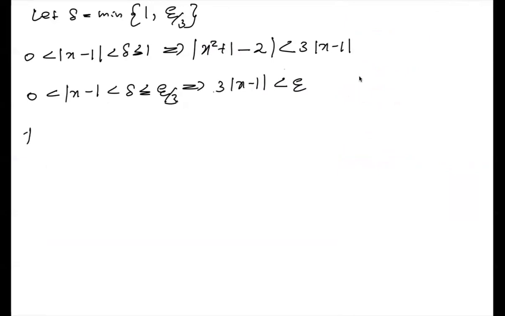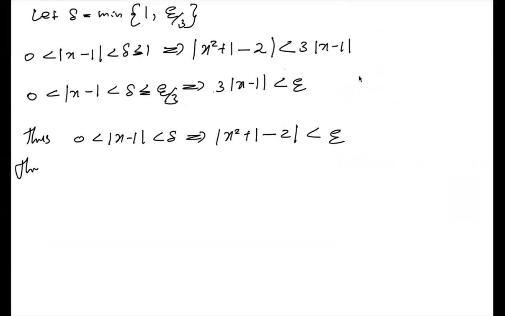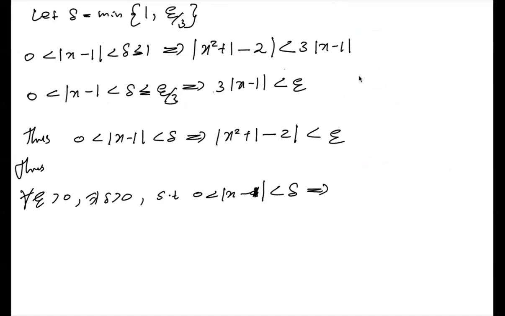And then we can say, thus, 0 less than |x minus 1| less than delta implies |x squared plus 1 minus 2| less than epsilon. Thus, for all epsilon greater than 0, there is a delta greater than 0 such that 0 less than |x minus 1| less than delta implies |x squared plus 1 minus 2| less than epsilon, which implies the limit as x goes to 1 of x squared plus 1 equals 2.